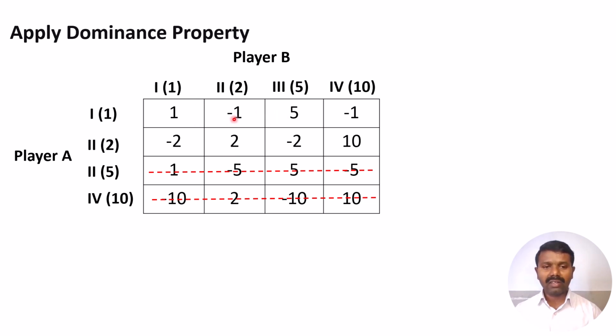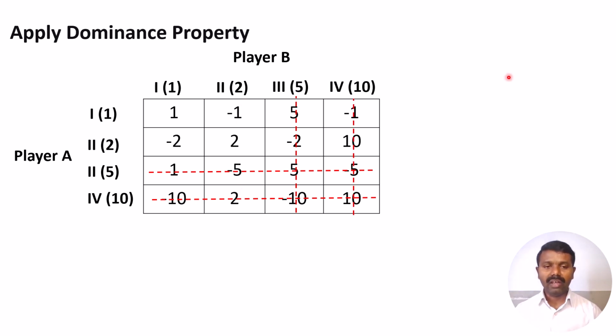And here the 5 is dominating 1. And here minus 2, so both are same. So that means the third strategy is dominating the first strategy. So then we can remove the third strategy. Then the fourth strategy: minus 1 and minus 1 both are same, but 10 is dominating 2. So that means we can eliminate this fourth strategy when compared with the second strategy.